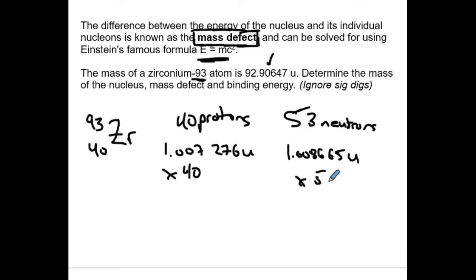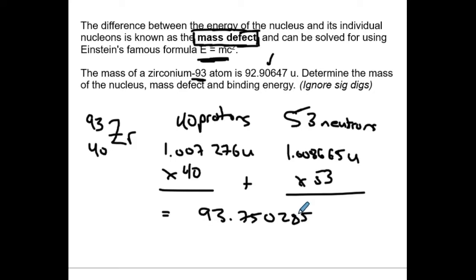Well, this is where this got really strange for physicists. So if I take 1.007276 and I times by 40, and I add 1.008665 and times by 53, you'll actually discover that it adds up to the number 93.750285. And that is perplexing, because didn't I just add up all of the individual pieces?